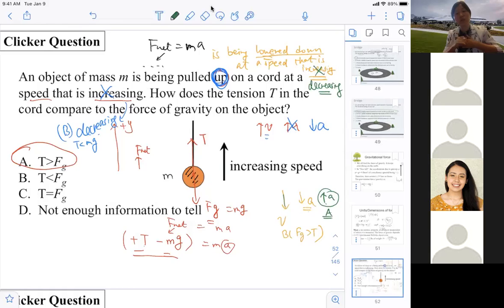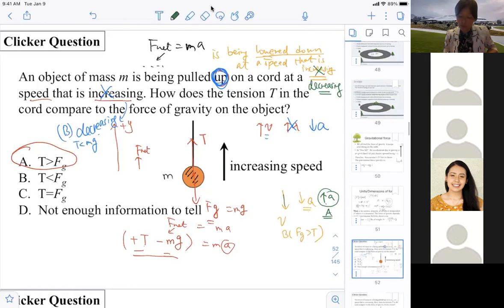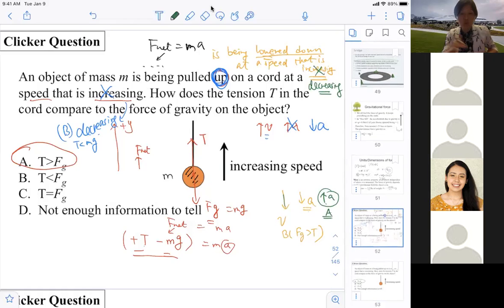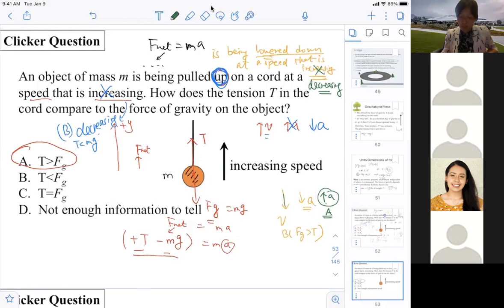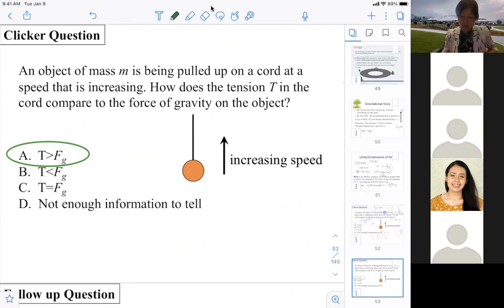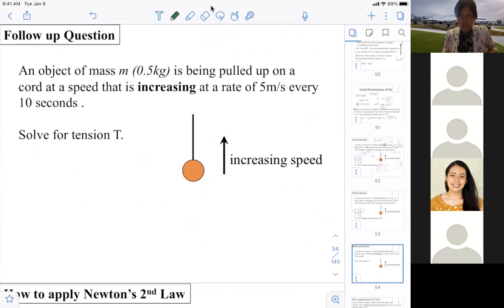Okay, so no matter which variation of a question you are given, if you follow the logical path we took, we will always be able to get the answer. Don't try to memorize it because it's very easy to get it wrong if you're trying to memorize it. The answer is A for this one. Right? This one is going up and increasing. That's relatively less confusing.